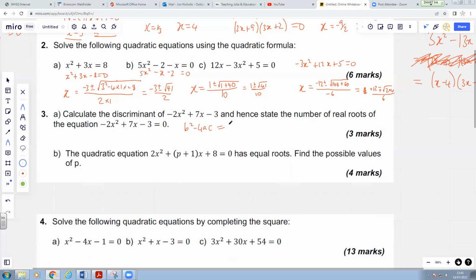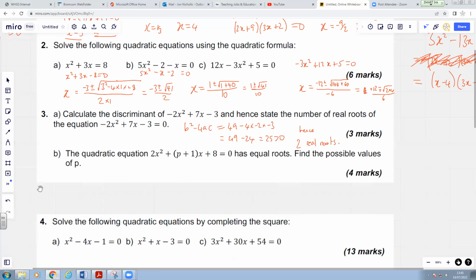Now, b squared minus 4ac here is 49 minus 4 times minus 2 times minus 3. Now, that's going to be 4 times 3, which is 12, times 2 is 24. And it's going to be a minus. And that equals 25, which is greater than 0, hence 2 real roots. If it's greater than 0, you have 2 real roots.